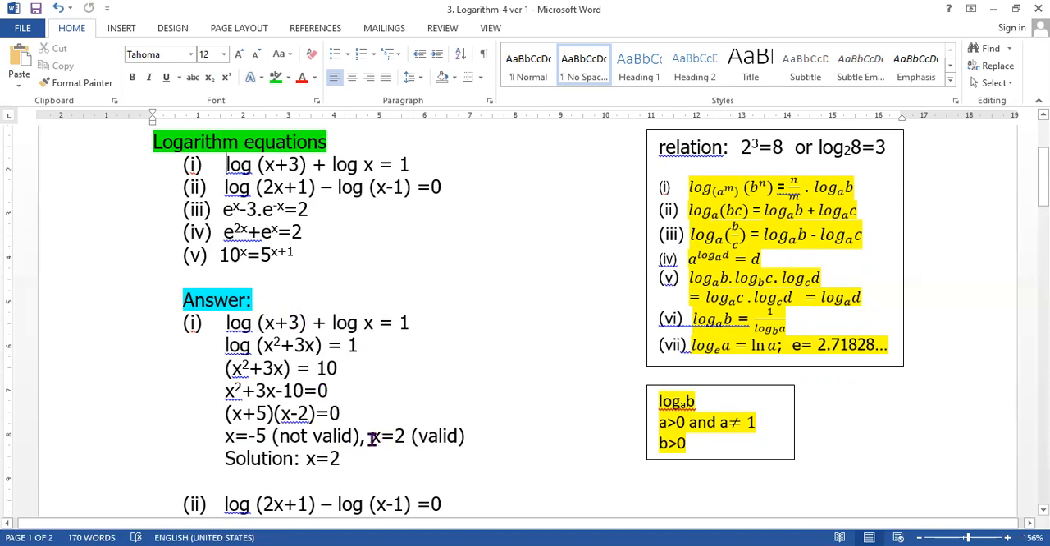Next, x equals 2. We substitute x equals 2 to the initial equation here. 2 plus 3, okay, satisfies this. We check again the other, logarithm 2, yes, satisfies too. So it means that the final solution is x equals 2.